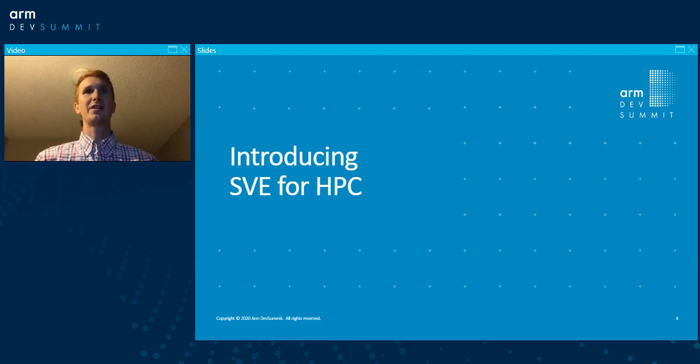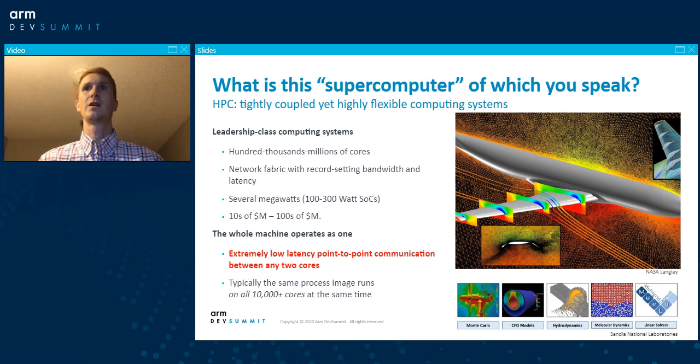So let's get started by talking about SVE and high-performance computing. First, I want to level set about high-performance computing, because HPC means a lot of different things to a lot of different people. Some people call these systems supercomputers, some people call them data centers. When I'm talking about HPC, I'm talking about a highly coupled yet very flexible platform for solving some of the most challenging problems that we have today.